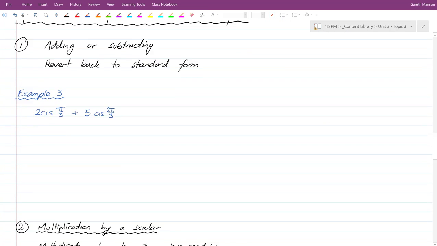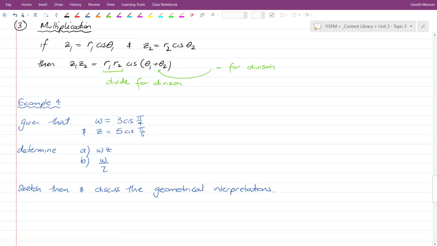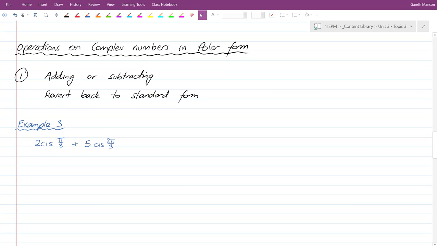Some quick operations, and then I'm going to dump it at the end of example 4 and leave you alone. So operations on complex numbers in polar form, adding and subtracting. If we're adding and subtracting in polar form, it's basically impossible to do without going back to Cartesian form. So Cartesian form is great for adding and subtracting. Polar form turns out to be really good for multiplying and dividing, much better than Cartesian form.